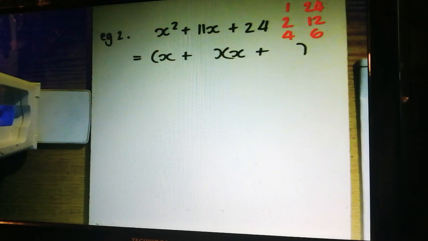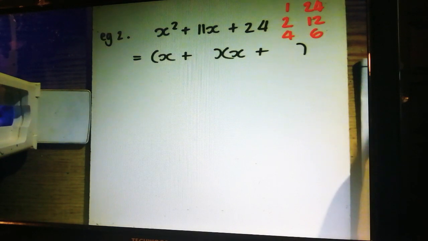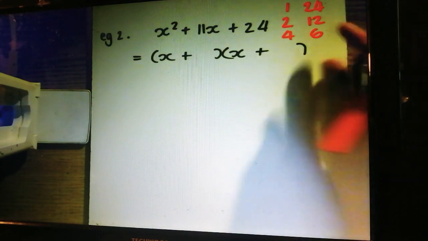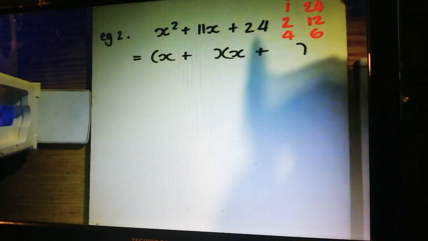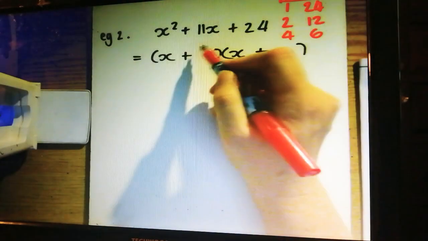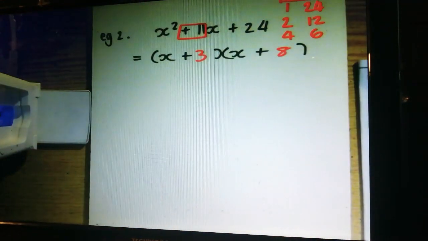Okay, which ones am I going to use to add together to get to 11? That's... Oh, I forgot 3 and 8, sorry. Which pairs am I going to use? I'm going to use 3 and 8. So plus 3 and plus 8 gets me to positive 11.